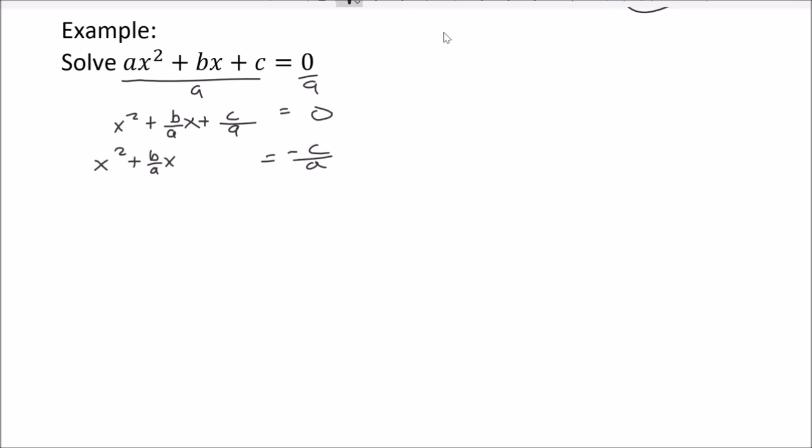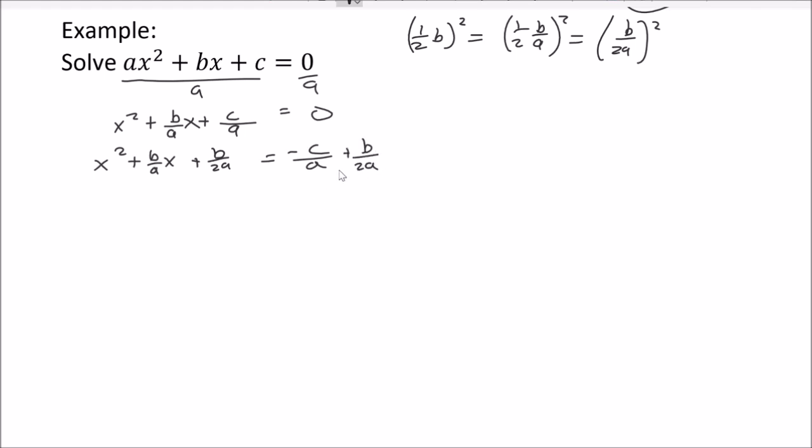We're going to do that 1/2 b squared thing. And this is where it gets a little bit weird because b is actually b over a now. So we get 1/2 b over a squared. And I'm going to simplify that down just a little bit. So that's b over 2a squared. And we're going to add that in. So plus b over 2a squared on both sides. And from here, we're going to do our factoring. Oh, looks like I forgot to write the squared part. So let's fill that in.